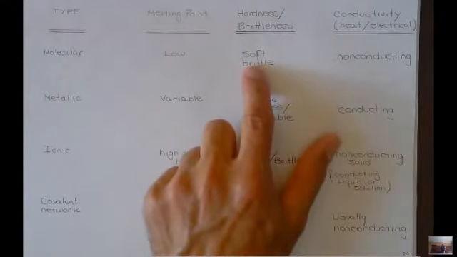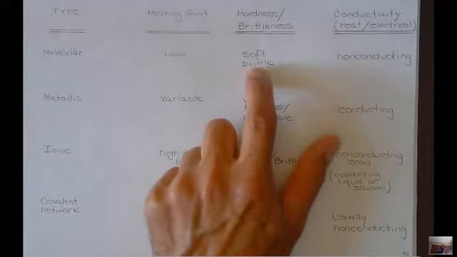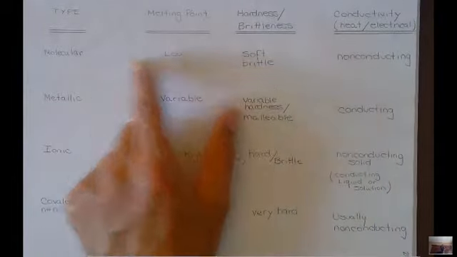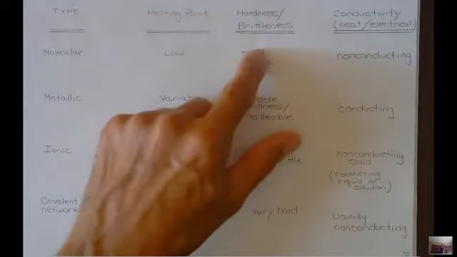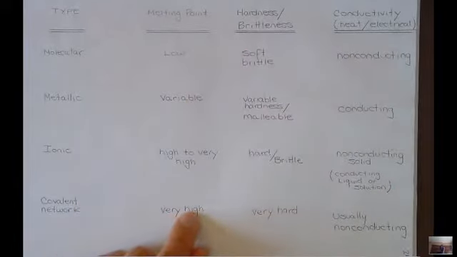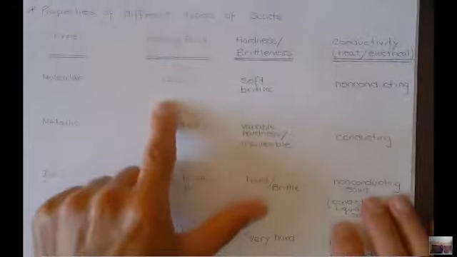Okay, and the weakest and softest and most brittle, easiest to break would be something like ice, which is a molecular solid. So hardness goes from the bottom to the top, melting point, highest to the lowest.